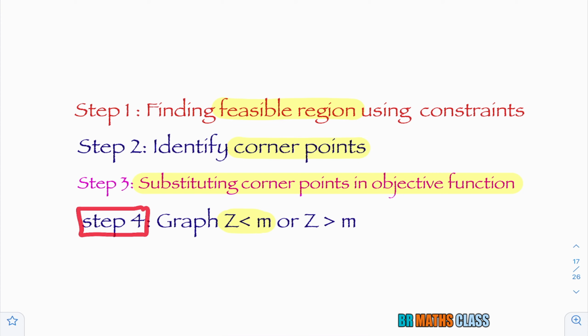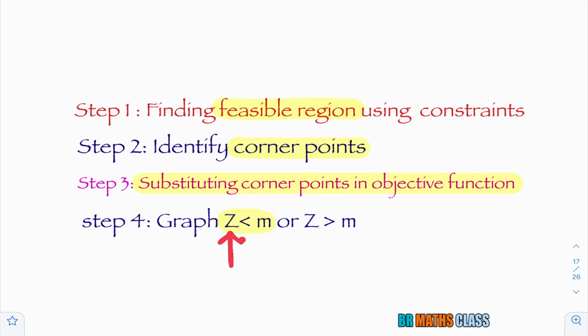Step 4 we do only when the feasible region is unbounded. In step 1 itself we calculate the feasible region. When the feasible region is unbounded, only then do we do this step 4. In step 4, we graph z less than m or z greater than m. Here z means the objective function.